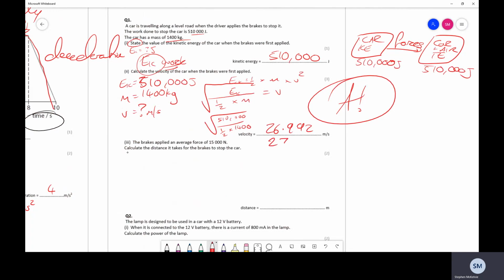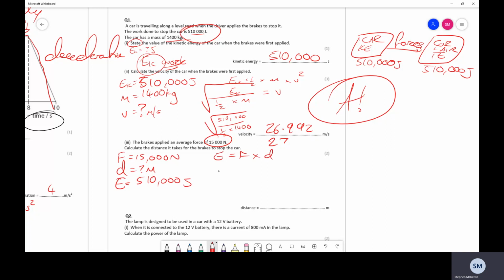The brakes applied an average force F is equal to 15,000 newtons. Calculate the distance that it takes in meters for the brakes to stop the car. Now remember, if I want to find D, then I'm going to have to use my equation, E is equal to F times D, or maybe something else they might give you. But I already have that. So I've got my 15,000 newtons, and I've got the amount of energy up here is 510,000 joules. So I have the energy that's required to do this amount of work that will be done. And I just have to put it into my equation.